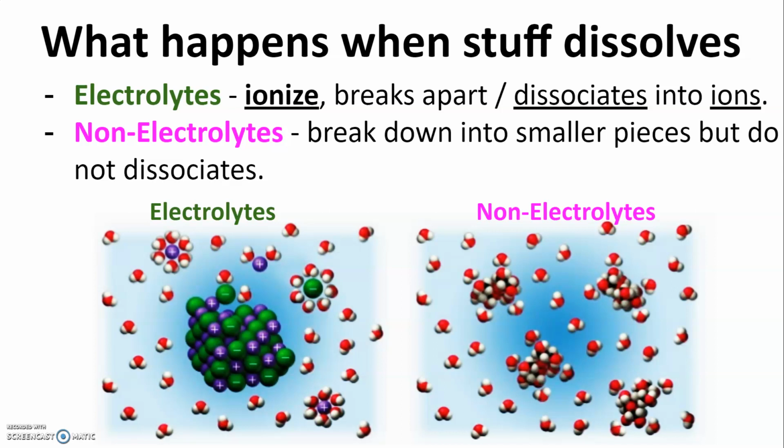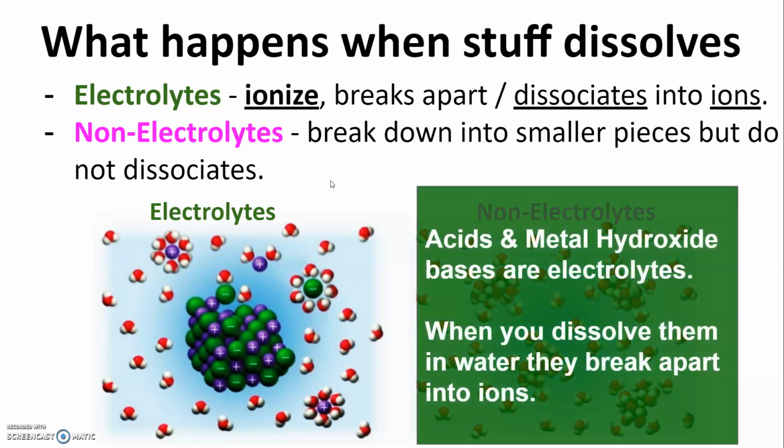Non-electrolytes, something like sugar, will break down into smaller pieces, but they do not dissociate into ions, right? So you go from a clump of sugar that has, let's say, billions and billions of sugar molecules loosely connected together into a bunch of those billion sugar molecules dispersed in the water. So non-electrolytes break into smaller pieces, but no ions. Electrolytes ionize into ions or charged particles.